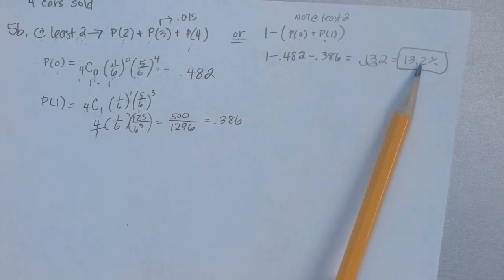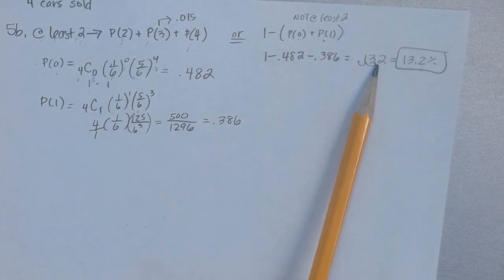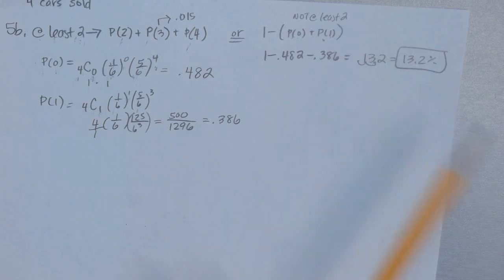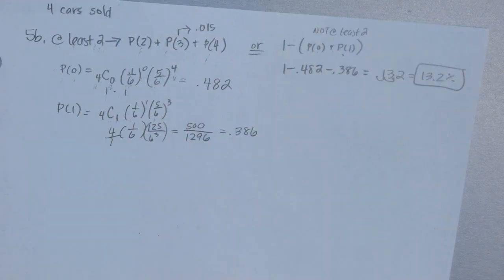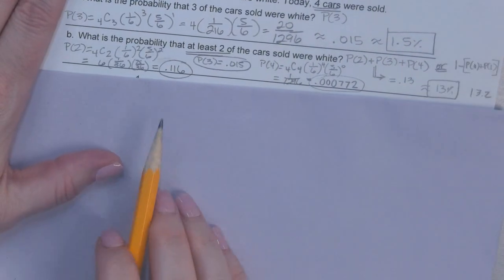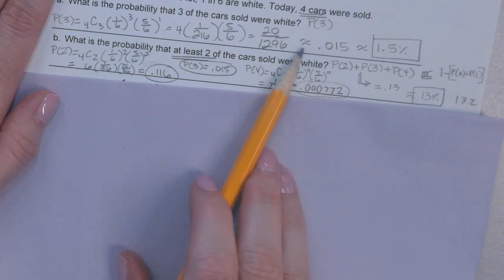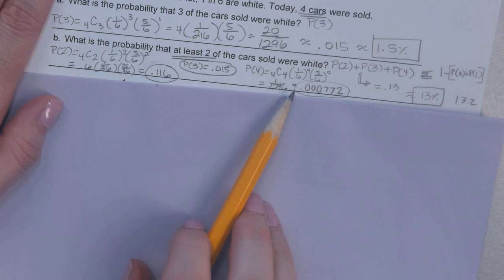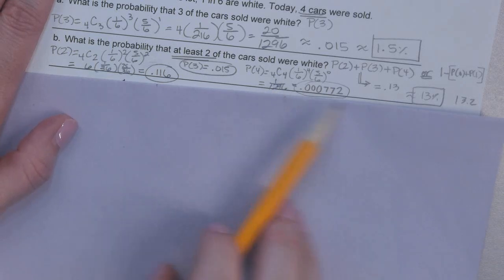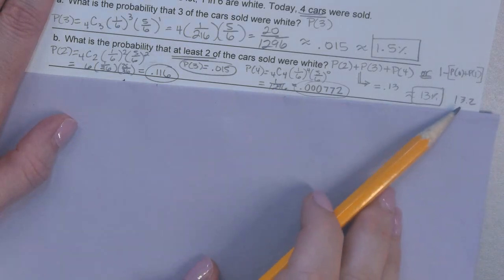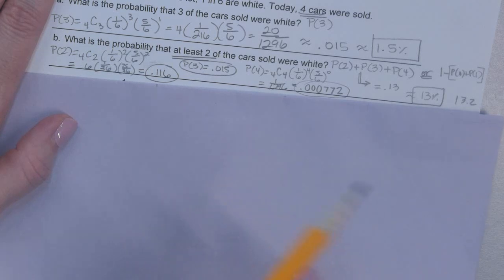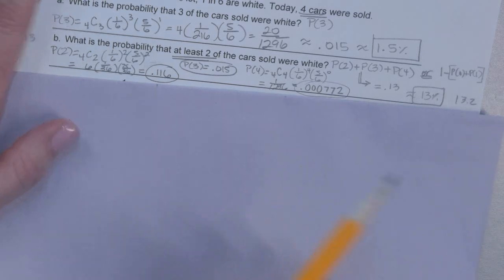0.132. To turn that into a percent, just move it 2 places, or you can multiply by 100. Okay? So when I did that, I actually did the direct way, because it was the same thing. So you could find the probability of 2, already found the probability of 3, and then find the probability of 4 and add them together. Either way, you'll get the 13.2. So you can choose. Okay?